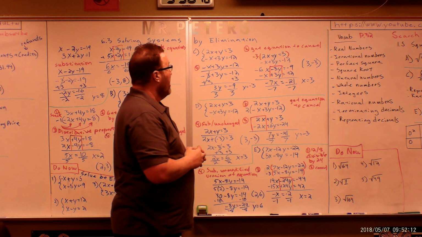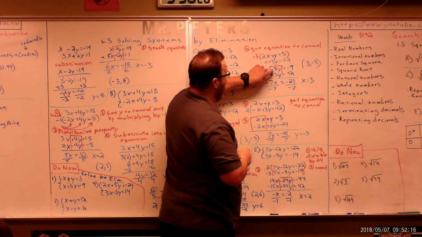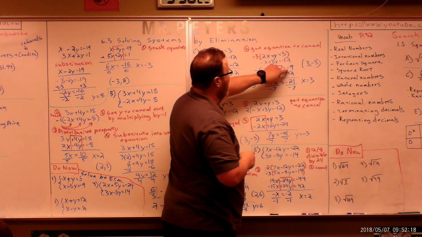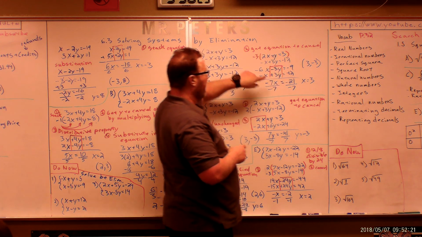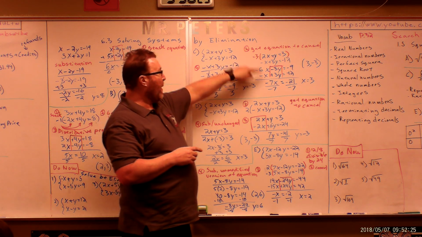Right? So let's walk through that. 3 times 2, negative 6. 3 times positive y, negative 3y. 3 times 3 is 9, right? Negative, positive. Is everyone tracking so far? Yeah. I just did the distributive property, and now I set them up.